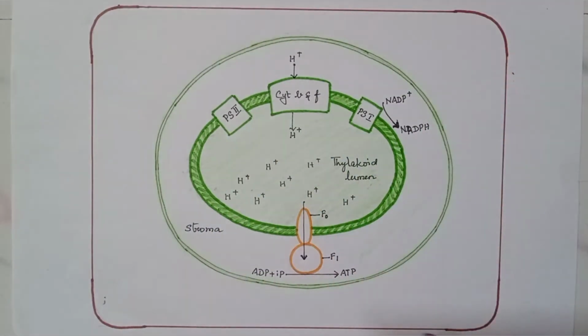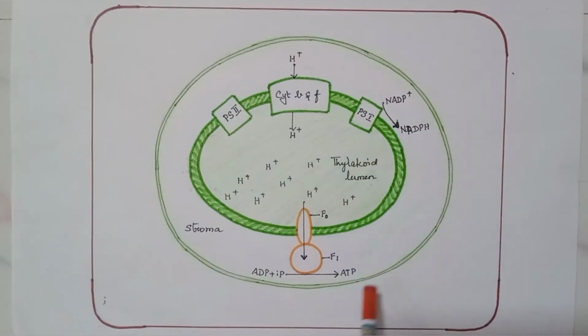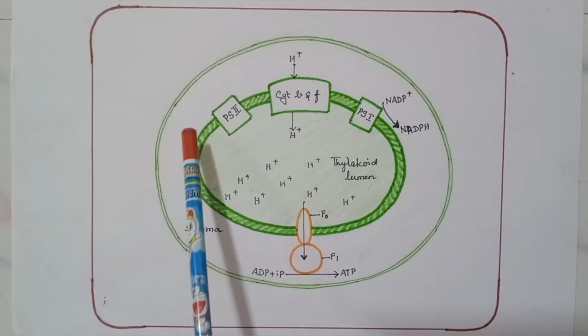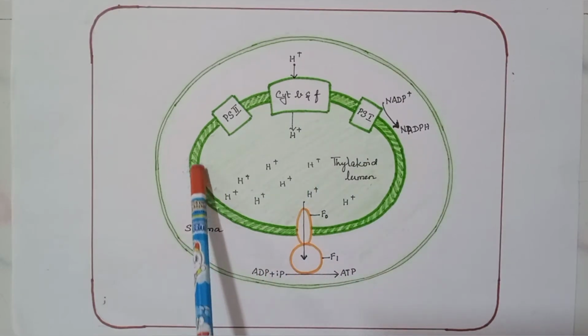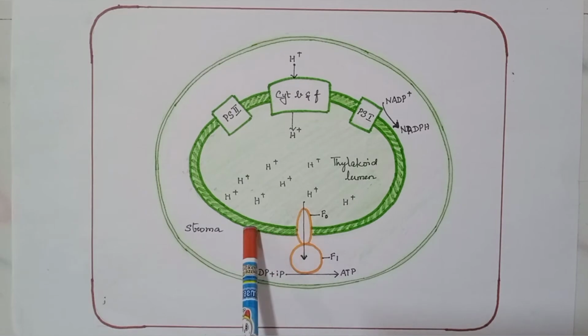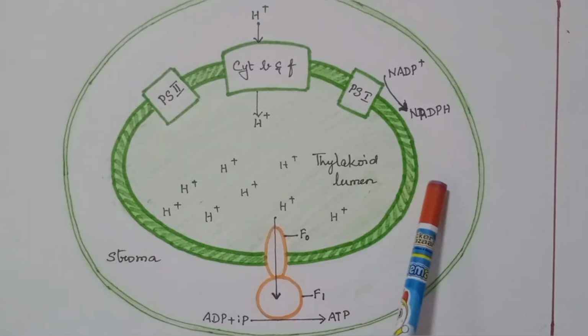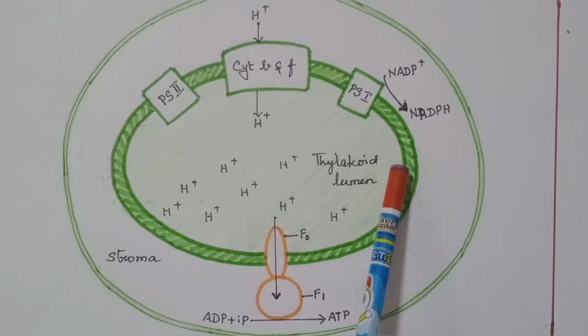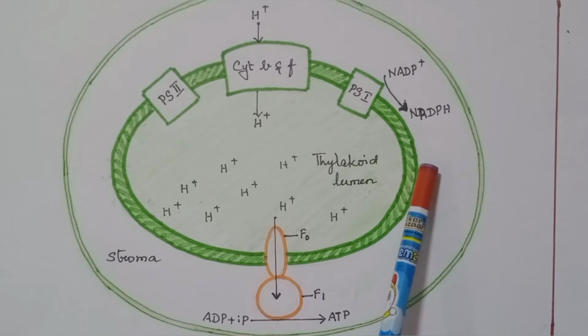This is a plant cell. This is the chloroplast. This is the stroma of the chloroplast. This is the thylakoid membrane, and this is the lumen of the thylakoid. This thylakoid membrane has two sides. This is the inner side or lumen side of the membrane, and this is the outer side or stroma side of the membrane.